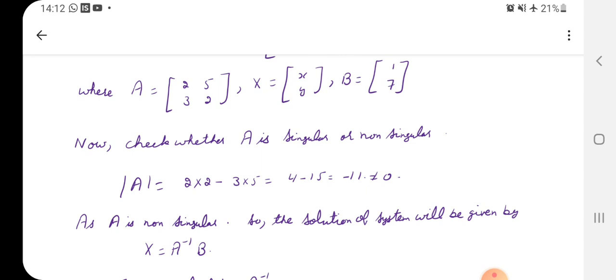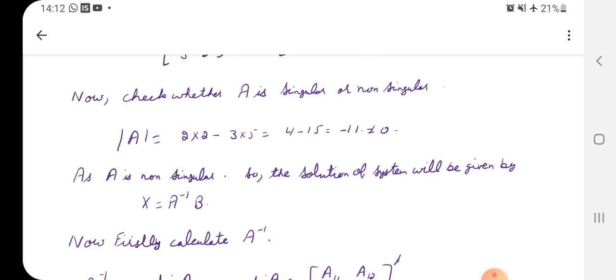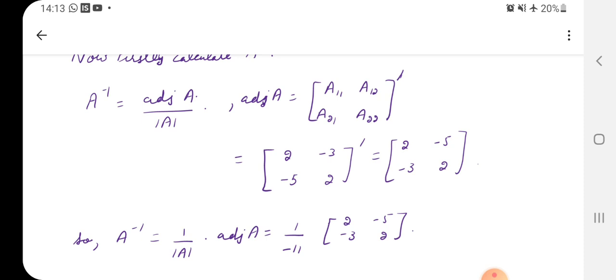So if A inverse exists, the solution will be given by X equals A inverse B. Now you have to find A inverse. A inverse is adjoint A by det A. Det A you have. Now what you have to do is find the adjoint of A. You have to find the cofactor matrix and then take its transpose. So finding the cofactor matrix, I got 2, minus 3, minus 5 and 2. That you all know how to find. Then take its transpose, you will get 2, minus 5, minus 3 and 2.